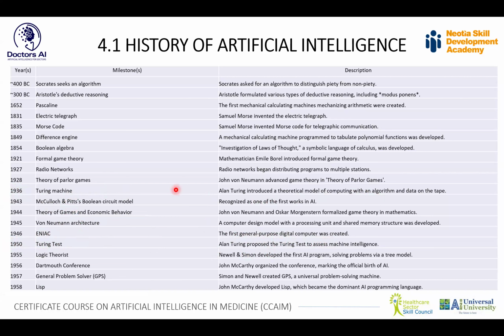Something very interesting happened in the year 1956 at the Dartmouth conference, where John McCarthy had organized a conference, and he was the first person to coin the term artificial intelligence in the year 1956, 1957, right? Then you had GPS coming in. That was another development of intelligence systems, the General Problem Solver, the universal problem solving machine. So that was another development of intelligence coming in.